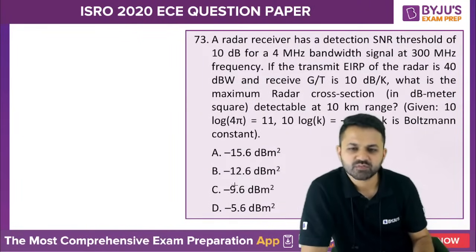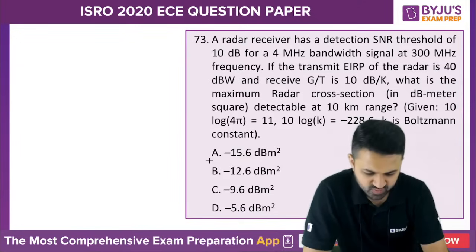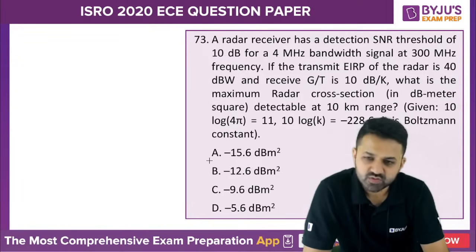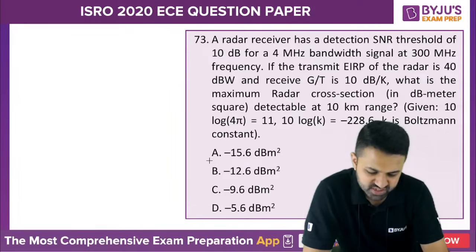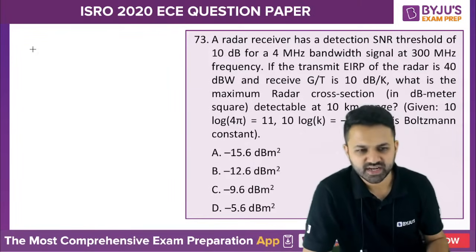Now this is a question from radar again. So how will you approach this question? A radar receiver has a detection. So quickly try to solve this using the radar equation. Actually, this question is from radar, or you can say also from satellite, so the G by T ratio concept is coming here in this question. Generally in this type of question we get the concept of radar or satellite communication.